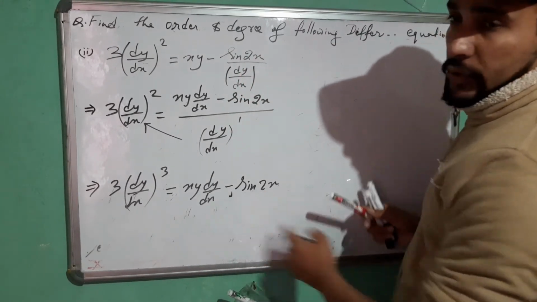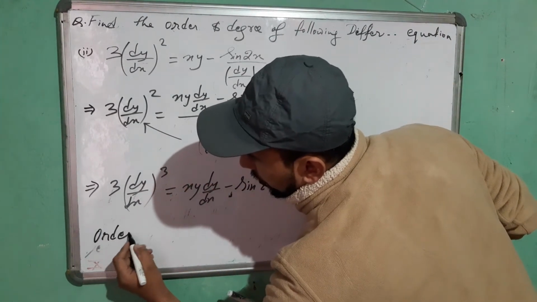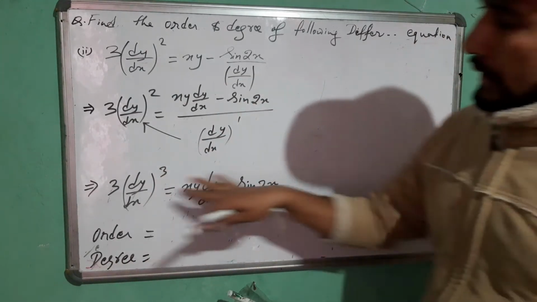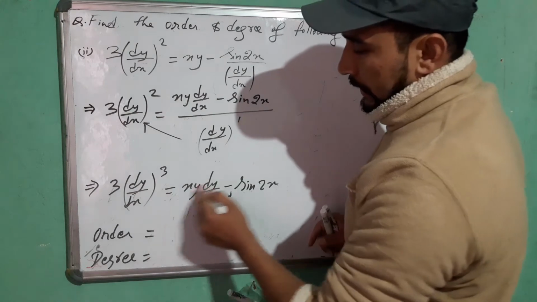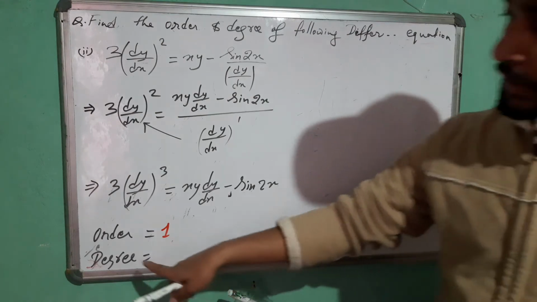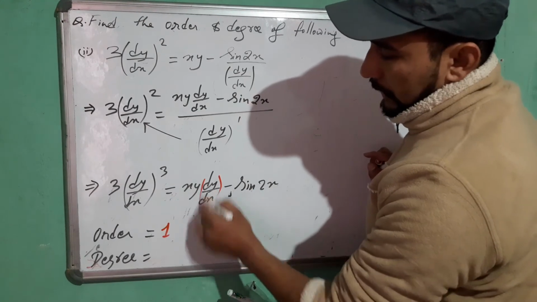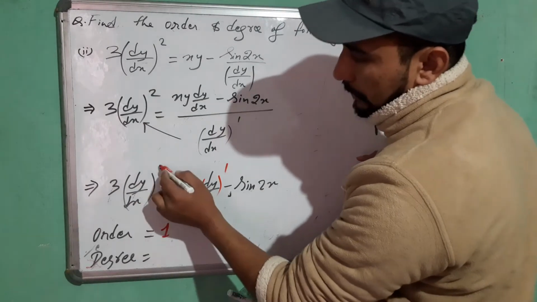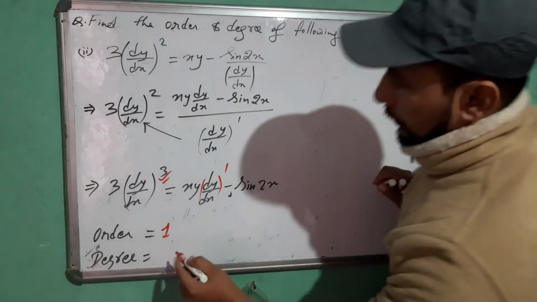now from here you have to see order and degree, D-E-G-R-E-E, order. How many times this maximum highest derivative is 1, this one. Here you have dy dx, here also you have dy dx, so highest derivative is 1. And degree means the power of highest derivative. Power of highest derivative, see here you have power, in its power you have 1, so here also you have power in dy dx you have power 3, so 3 will be the degree.